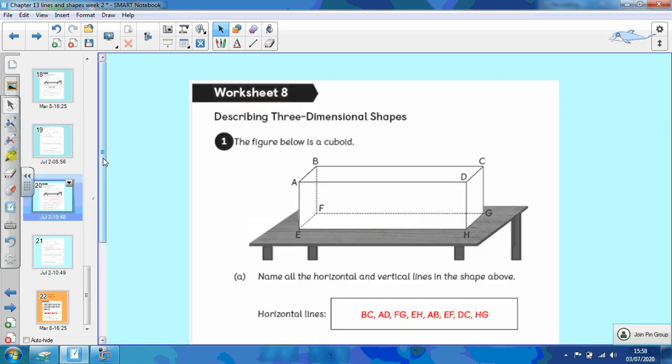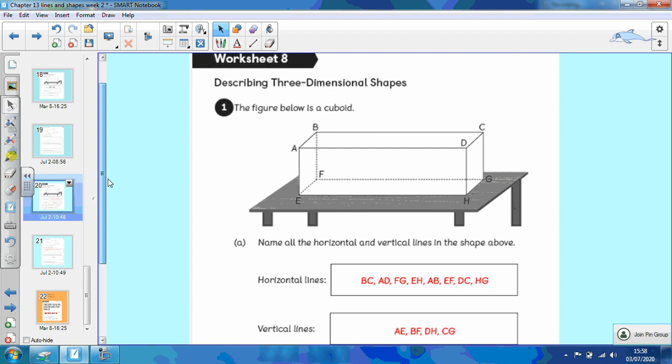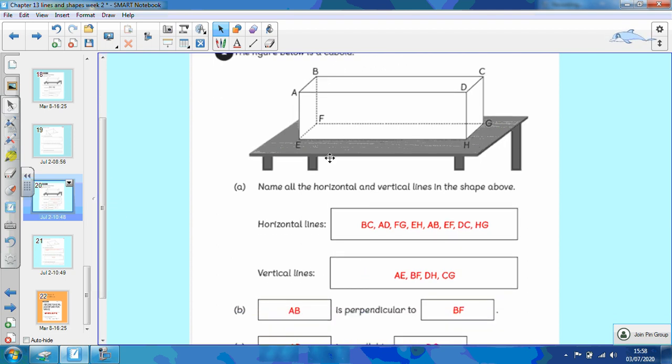Okay. Figure below is a cuboid. Horizontal lines. EC is a horizontal line. AD is a horizontal line. FG at the back there is a horizontal line. EH, that's a horizontal line where we started. AB is a horizontal line. EF is a horizontal line. DC, and finally HG. Those are all the horizontal lines.